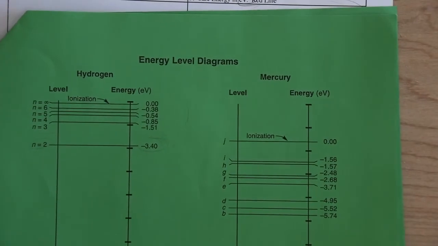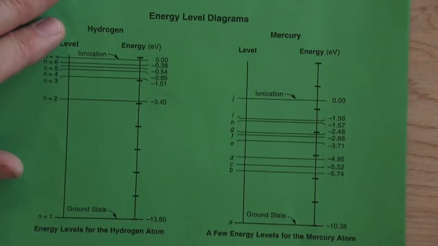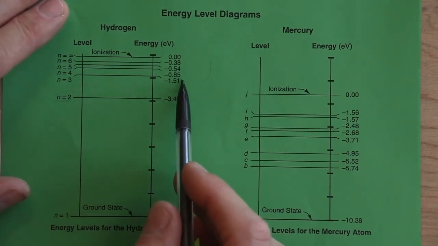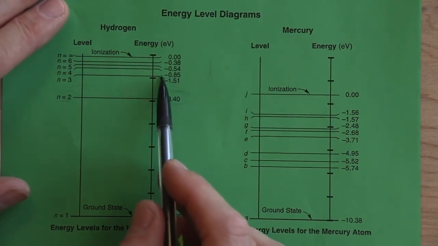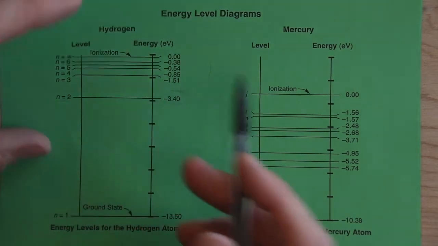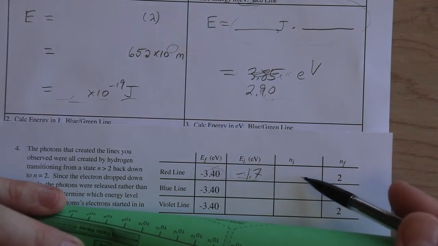Again, I'm not saying that's correct, but what you do is you go back to this energy level diagram and look for the closest one. For me, the closest thing to negative 1.7 is negative 1.51, which is the n equals 3 state. So I would fill in n equals 3 here for the initial state.